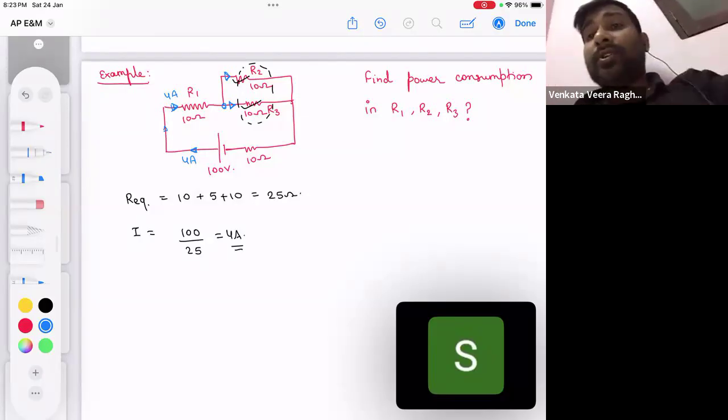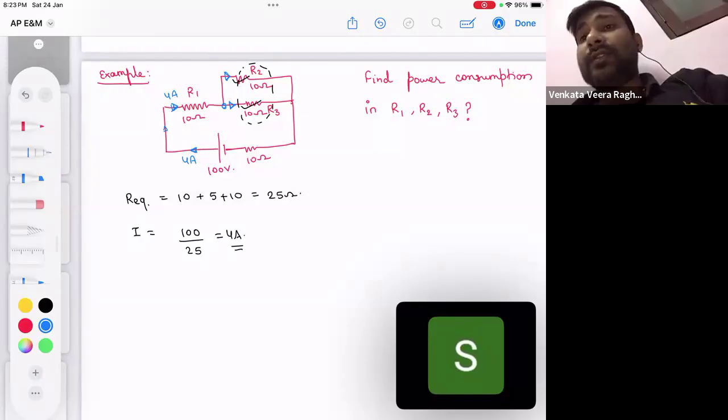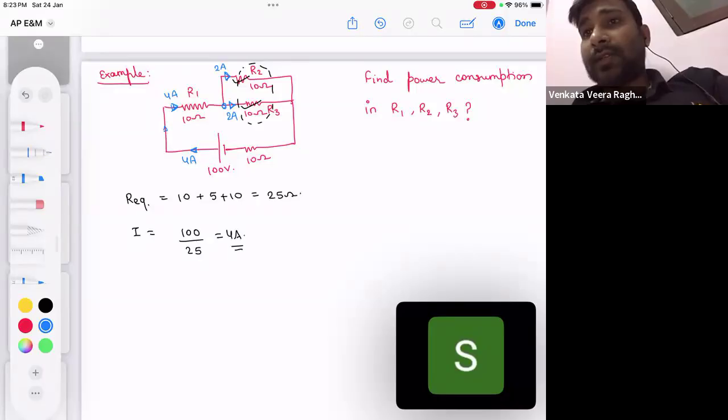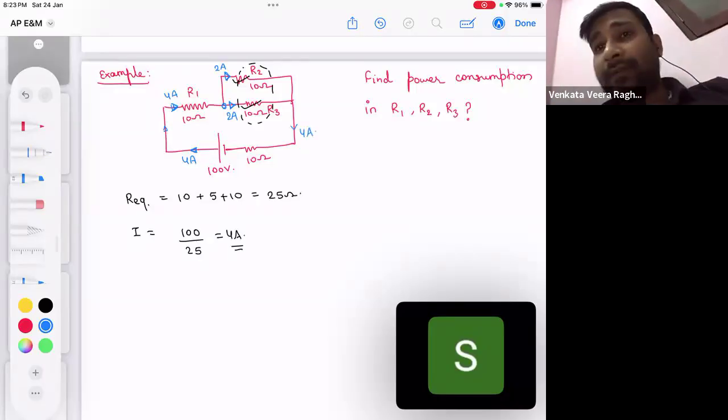It distributes in the ratio of their resistance. If both the resistances are equal, then the current is also going to be equal. So this current is going to be 2 ampere, and this current is going to be 2 ampere. And again here the current will become 4 ampere.